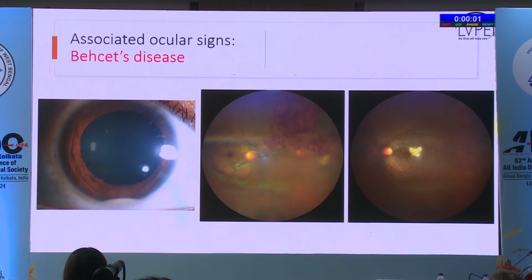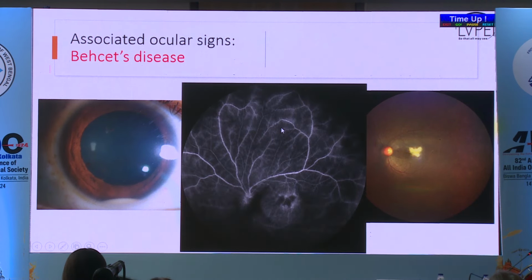Behçet's disease, you see either a capillary involvement with a retinitis seen here, or a typical retinal periphlebitis as seen in the right eye of this patient. When you do the angiogram, you just heard about how you see the ferning of these vessels.